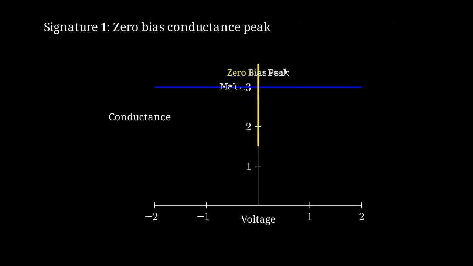This is what the zero bias peak looks like. You have voltage on the horizontal axis and conductance on the vertical axis. At exactly zero bias, there's a sharp peak in conductance. This happens because the Majorana mode provides a resonant channel for electron tunneling.